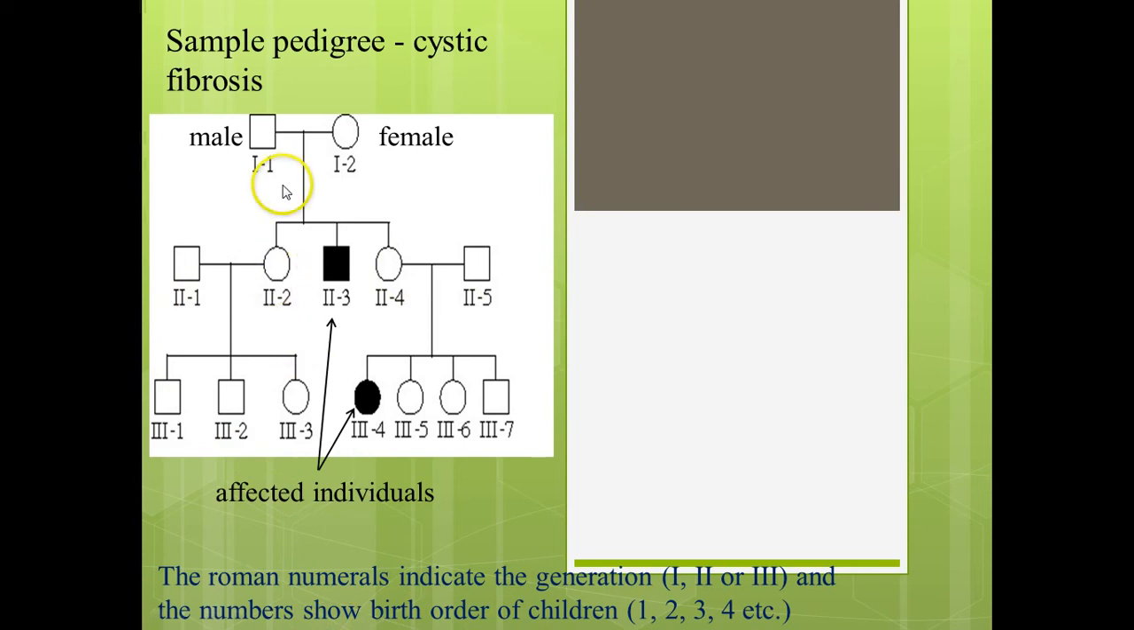So let's take a look at those questions again. Number 1, what disease or trait is being shown? Number 2, based on what we learned about shapes of symbols, is person 1-1 male or female? Number 3, has person 2-3 mated? So you'd be looking for this kind of line to indicate that that individual has mated.